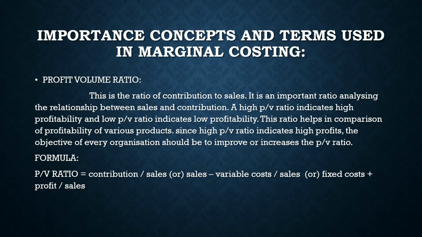Next one is profit volume ratio. This is the ratio of contribution to sales. It is an important ratio analyzing the relationship between sales and contribution, and it helps us measure profitability. A higher PV ratio means higher profitability and a lower PV ratio means lower profitability. The formula for PV ratio is contribution divided by sales into 100, or sales minus variable cost divided by sales, or fixed cost plus profit divided by sales.